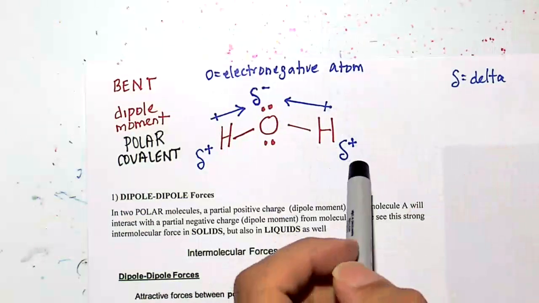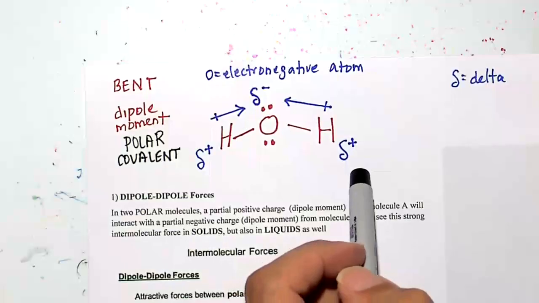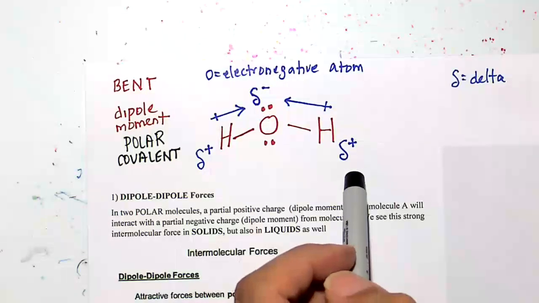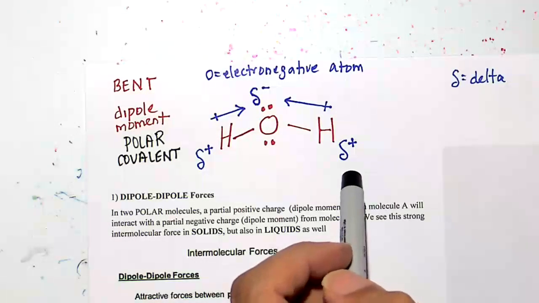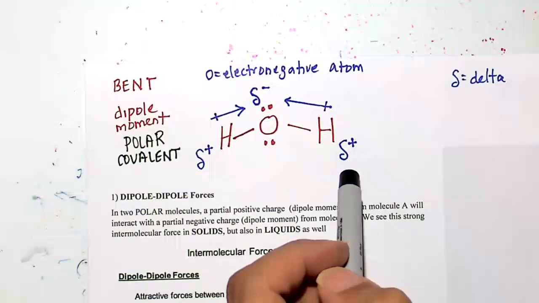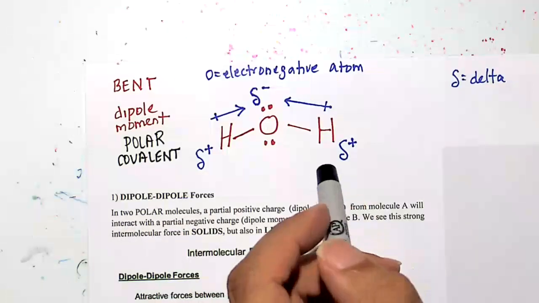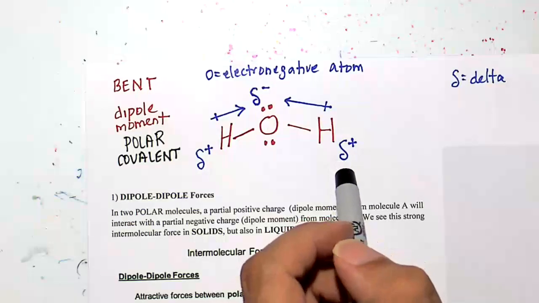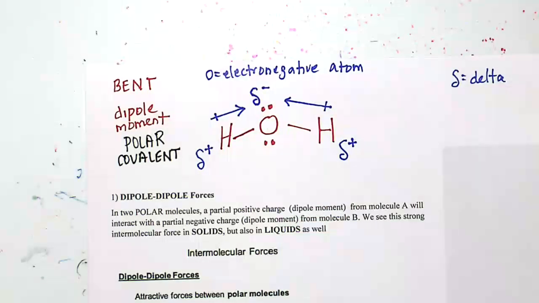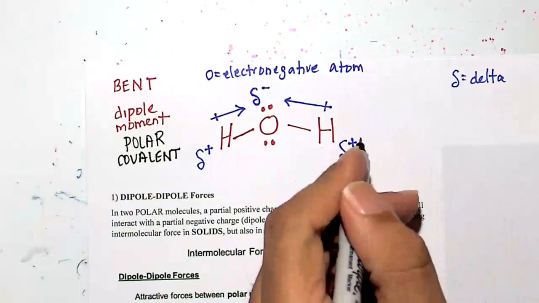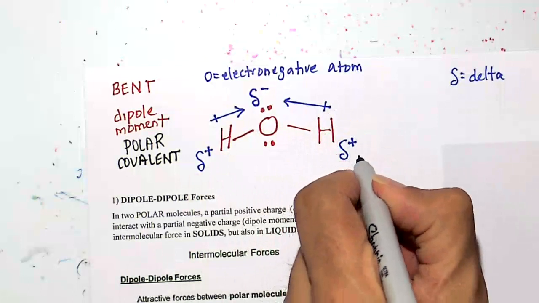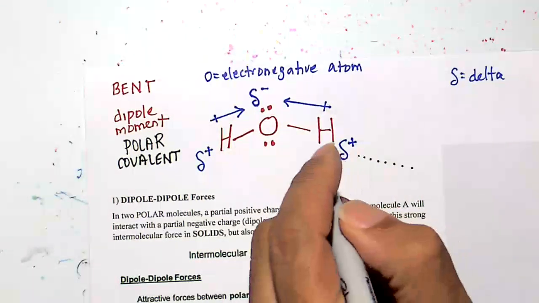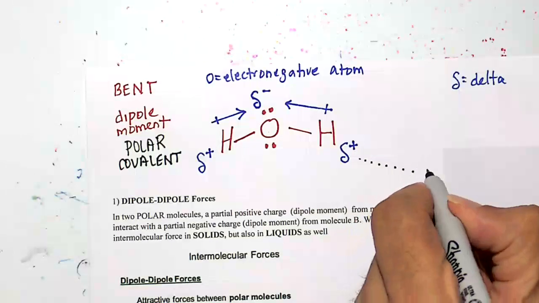And now, what can this partial positive interact with? What do positives interact with? Negatives. It can interact with a full negative charge. It can also interact with a partial negative. What partial negative can it interact with? I'm going to let it interact with a partial negative of another water molecule. Can we do that? Yes. So this partial positive can interact with many things, but I'm going to have it interact with the partial negative of another water molecule.